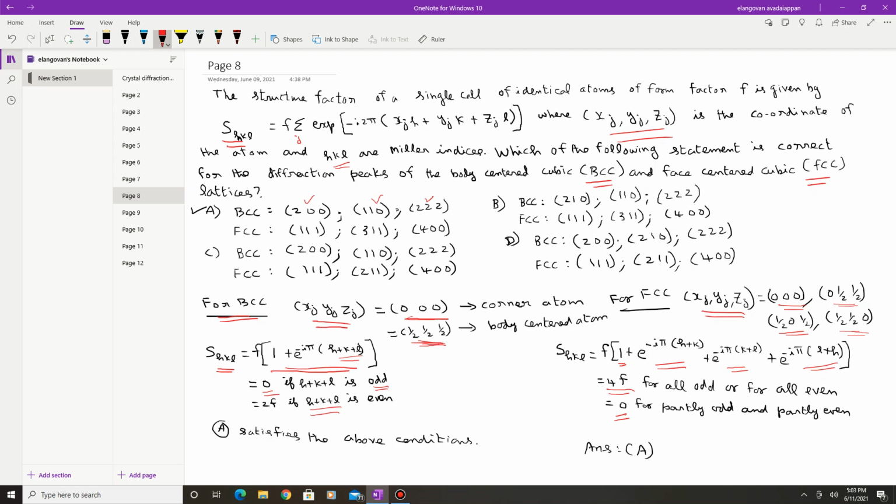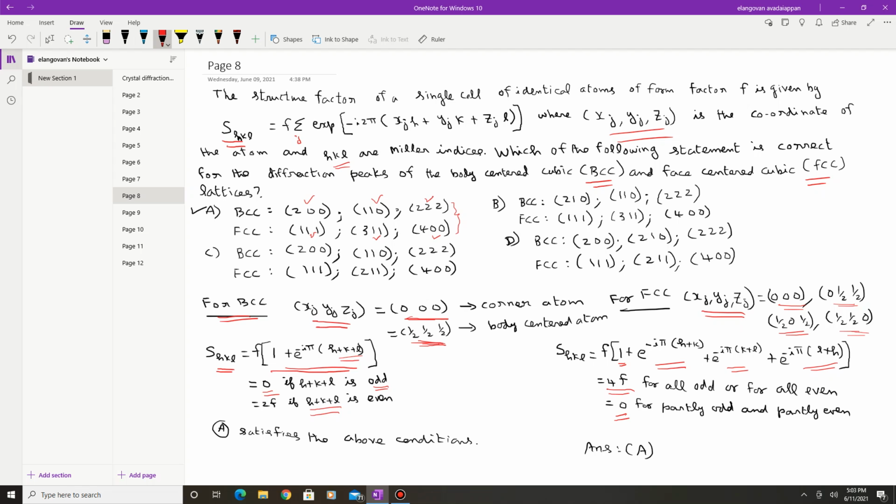For FCC, all the numbers must be even or odd. So 1 is odd, 1, 1, 1. All are odd numbers. So here we are not taking the summation. Each number, the h, k, l number, must be odd. So this is allowed. 3, 1, 1 allowed. 400, this is all even numbers. So this is an allowed reflection.